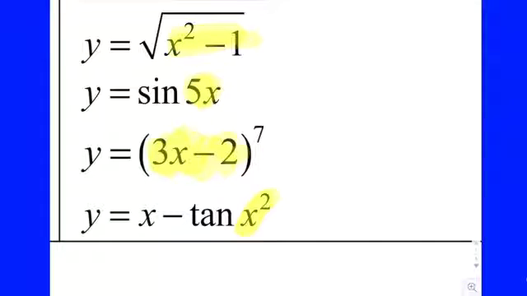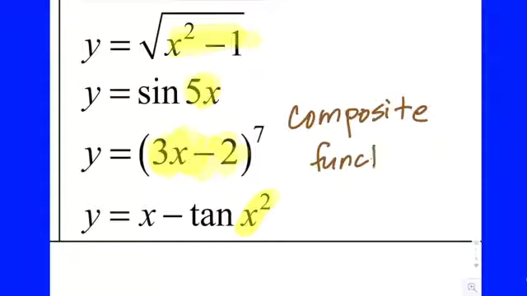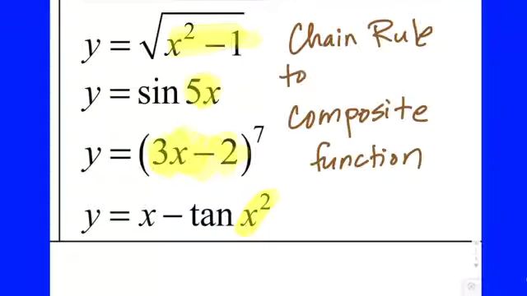So whenever I said the word blob, those are other functions that are nested inside of other functions. These are called composite functions. So guess what the chain rule is going to be used for? The chain rule is going to be used to differentiate, which remember means to find the derivative, composite functions. Chain rule, composite. They both start with C. Chain rule is for composite functions.